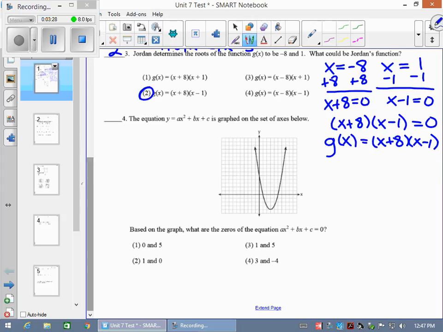Question 4 tells us here's the graph of a quadratic. What are the zeros? So again, zeros, same idea as roots or x-intercepts. So where does this graph cross the x-axis? I see an x-intercept at 1 and an x-intercept at 2, 3, 4, 5. So x is equal to 1 and x is equal to 5, which is choice 3.